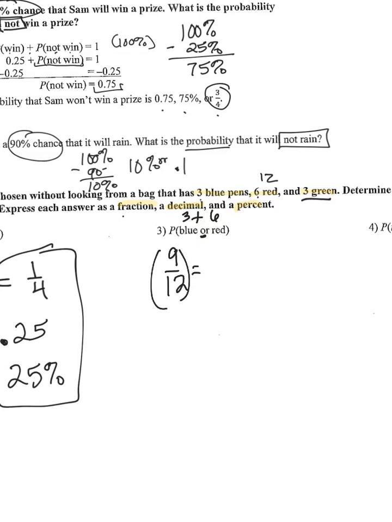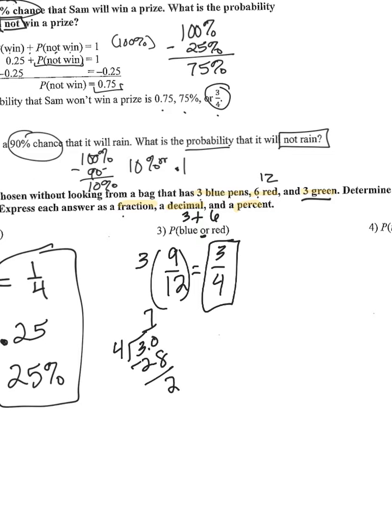And I can reduce that down. 3 will go into both of those. 3 will go into 9 3 times, and 3 will go into 12 4 times. So 3/4. Again, if I didn't know off the top of my head, I can always divide to get my decimal and my percentage. So 3/4 is 0.75 or 75%.